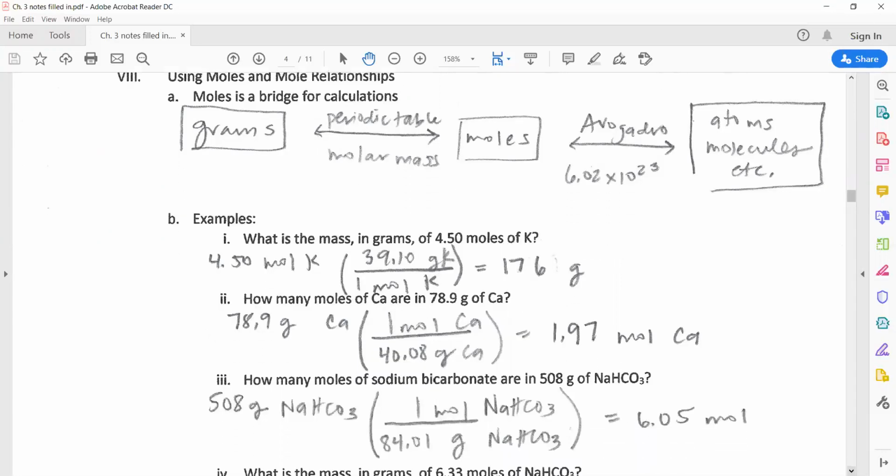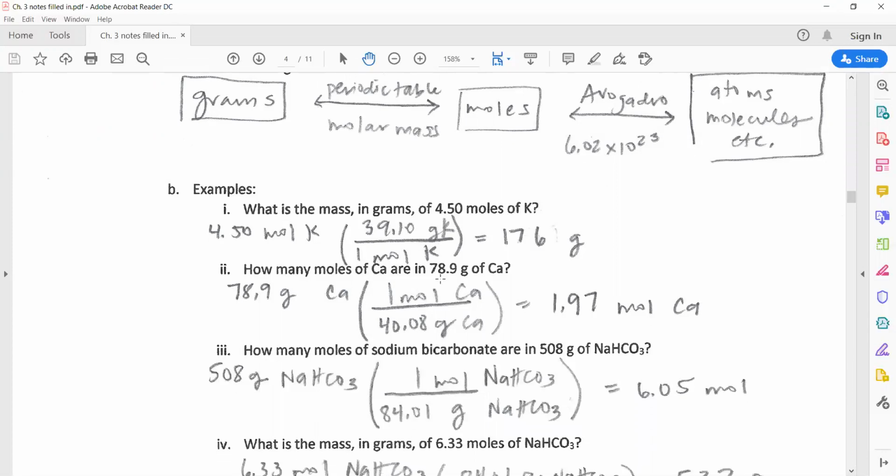Similarly, it says how many moles of calcium are in 78.9 grams of calcium. So we start with grams. This time grams goes to the bottom and we can put moles on top. So remember, 1 mole again has the grams on the periodic table. So 40.08 goes on the bottom this time. So we divide and we get 1.97.